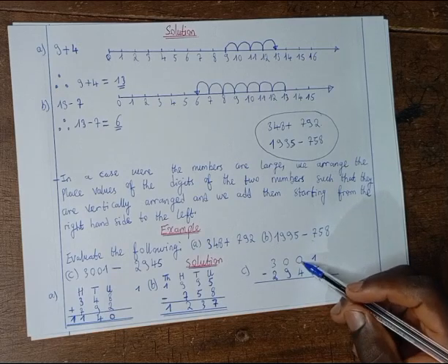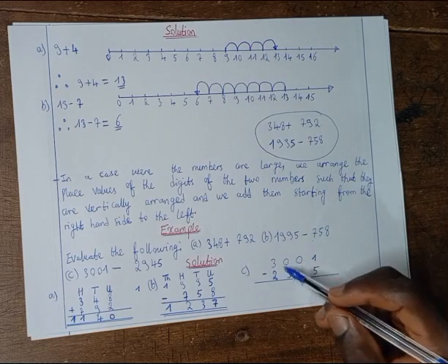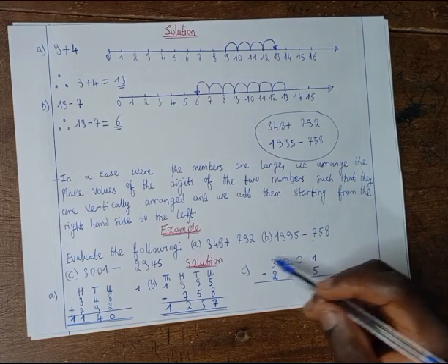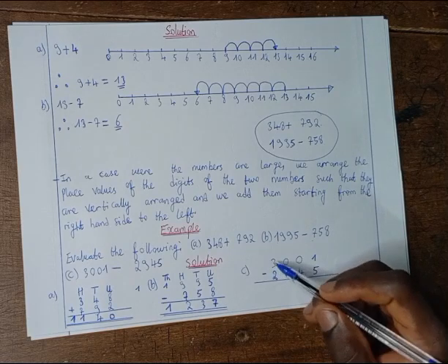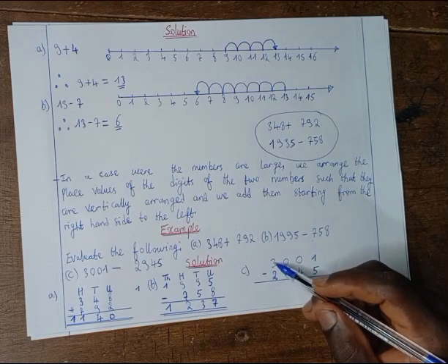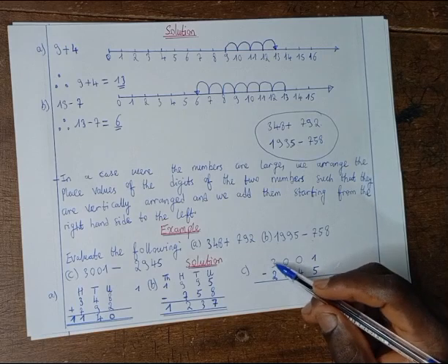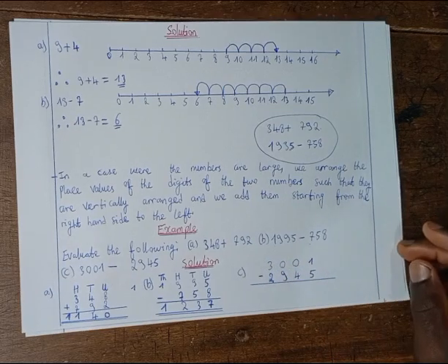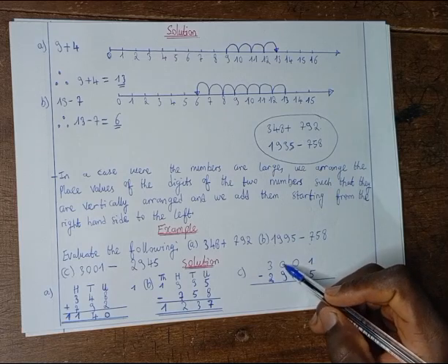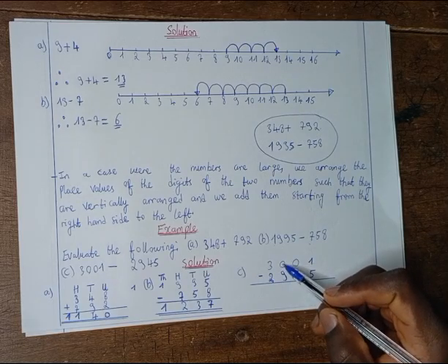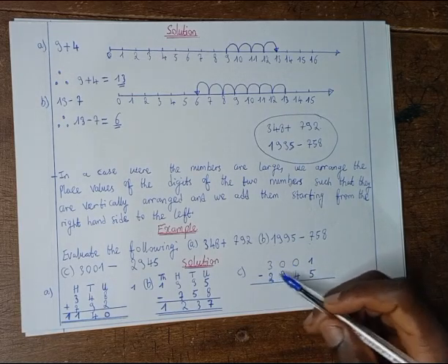We have 0, there's nothing we can take here. We move to the next, we have 0, there's nothing we can take, so we move to 3. Here we are going to take a 1, and the 1 we are taking represents a 10. We are going to add the 10 to this 0. So now we have 10 here, and here we are left with 2.